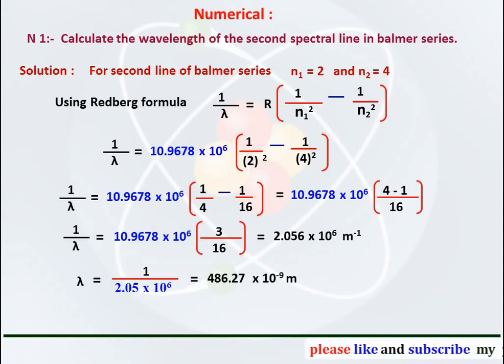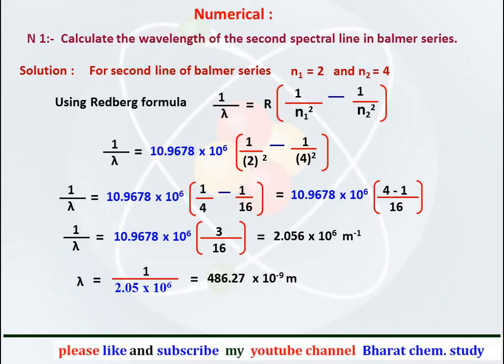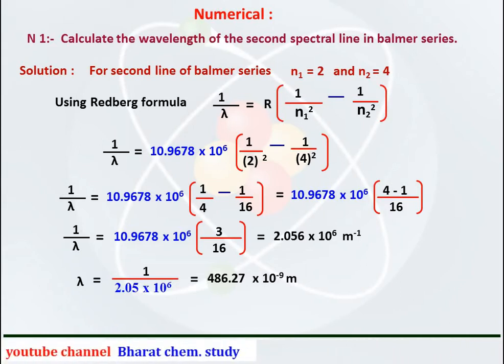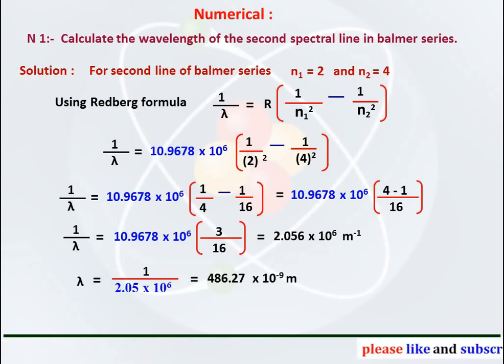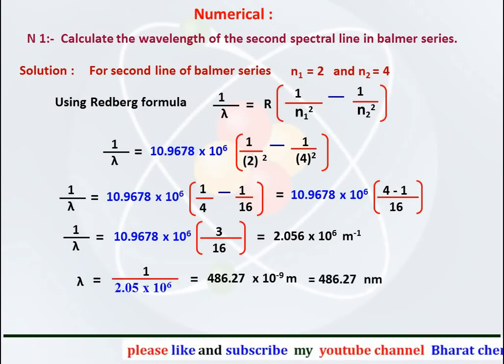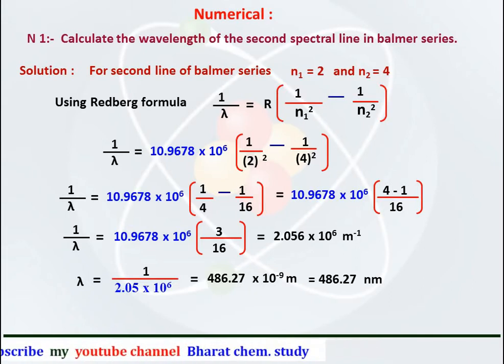So by taking this value 10.9678 × 10^6, our answer directly comes in meter, and we can also convert into nanometer. Because 1 nanometer is equal to 10^-9 meter, our answer can also be written as 486.27 nanometer.